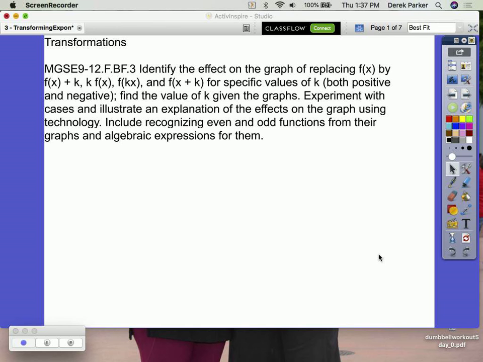Standard of Unit 4 deals with transformations, and it's going to be a reminder of transformations. It's going to remind you of what we did in Unit 3. The only difference is now we are doing exponential transformations.